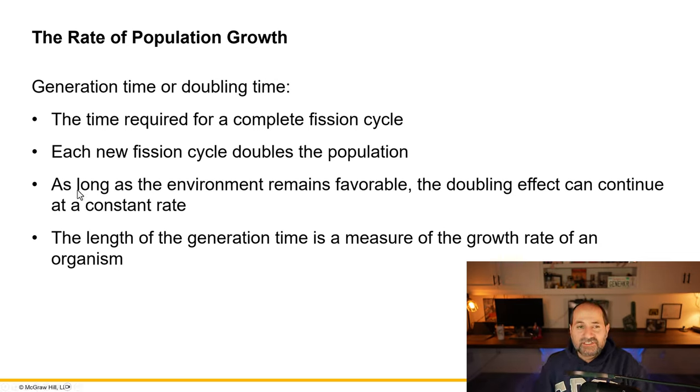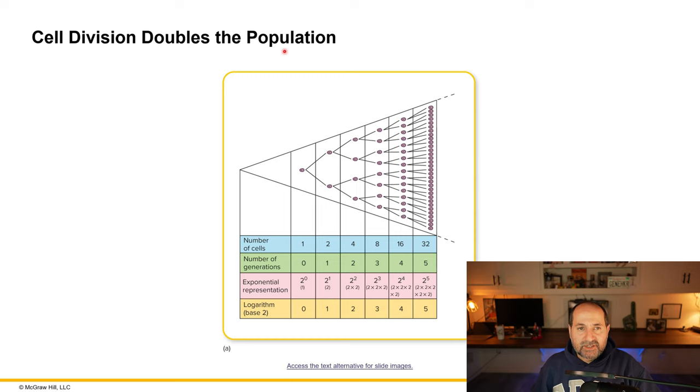One thing to keep in mind about the generation time is that with each new fission cycle, each generation time, this doubles the population of the bacterium. So long as the environment remains favorable, the doubling effect can continue at a constant rate. Here we can see the cell division doubling time in the population. If we start with a single bacterium, the number of cells is 1, the number of generations is 0, and to understand how many bacterium are present at this point, we take 2 to the power of the number of generations. In this case, the number of generations is 0, so we have 2 to the power of 0 organisms, and that equals 1.